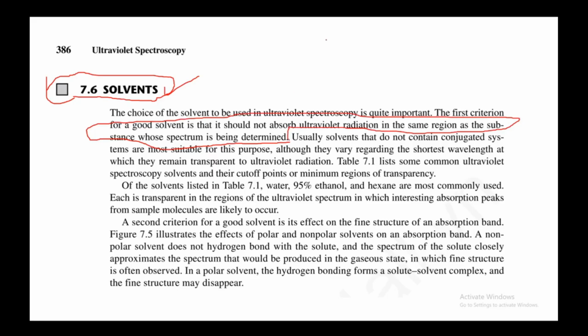For example, if your compound is showing an absorption at 400 nanometer, or even 300 nanometer, then you should not use a solvent which also absorbs at 300 nanometer. Then it will be hard for you to differentiate whether this peak is because of the solvent or because of your compound. Make sure to avoid such solvents which have absorption in the UV visible region. Usually solvents that do not contain conjugated systems are most suitable for this purpose.